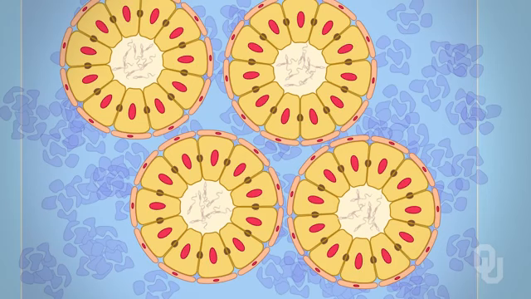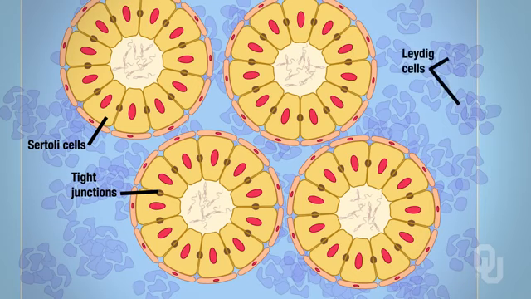The lumen of the seminiferous tubule is lined by cells called Sertoli cells. These Sertoli cells are connected via tight junctions. Lining the outside of the Sertoli cells is a layer of smooth muscle. Outside of the Sertoli cells are the Leydig cells. These are all the cells that are really important.